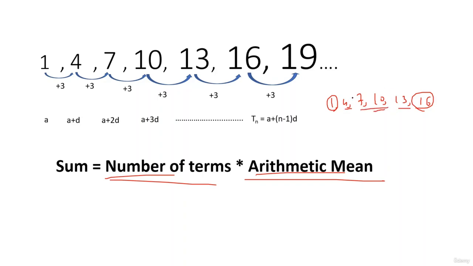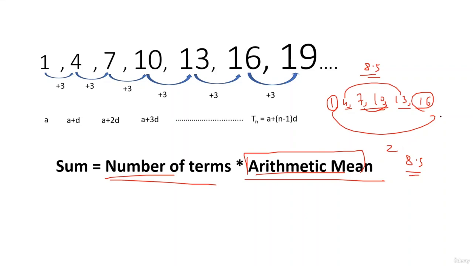Okay, so we know that the arithmetic mean will be nothing but the first term plus last term divided by 2. वो भी एक ही बात है. 1 plus 16 divided by 2 is nothing but the arithmetic mean 8.5 here. Okay, or 4 plus 13 divided by 2 is again the arithmetic mean 8.5, or the average of these two terms, 8.5. Okay, if you're not convinced, you can add all these terms and divide by 6.